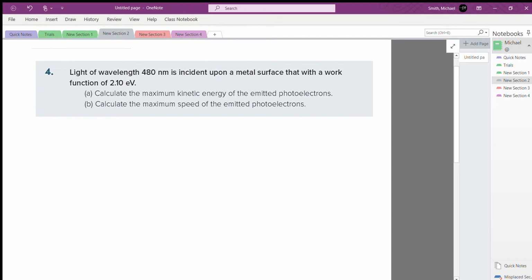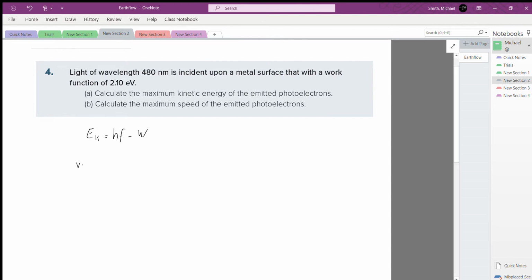To work out the maximum kinetic energy, we're using the relationship EK equals hf take W, where h is Planck's constant, f is the frequency of the light, and W is the work function. We have the wavelength, so we can determine the frequency. The work function needs to be in joules, but we can do that easily enough, just converting the 2.1 electron volts into joules. So first, let's calculate the frequency.